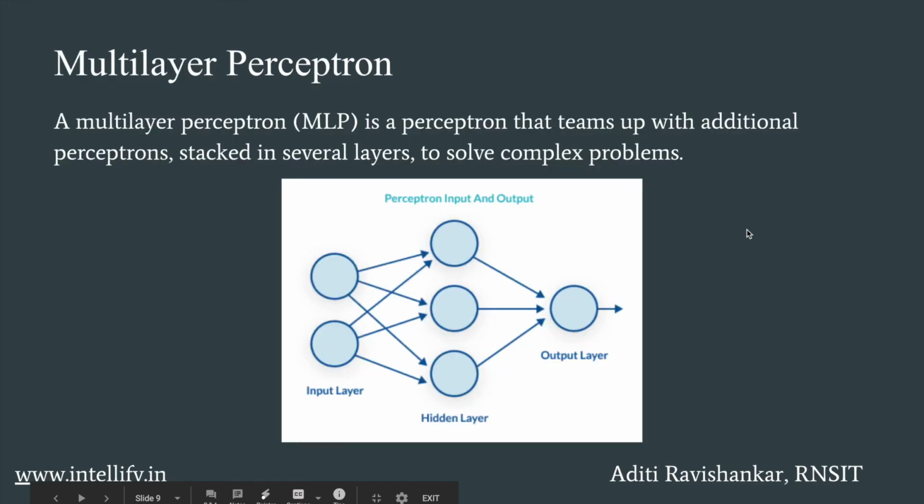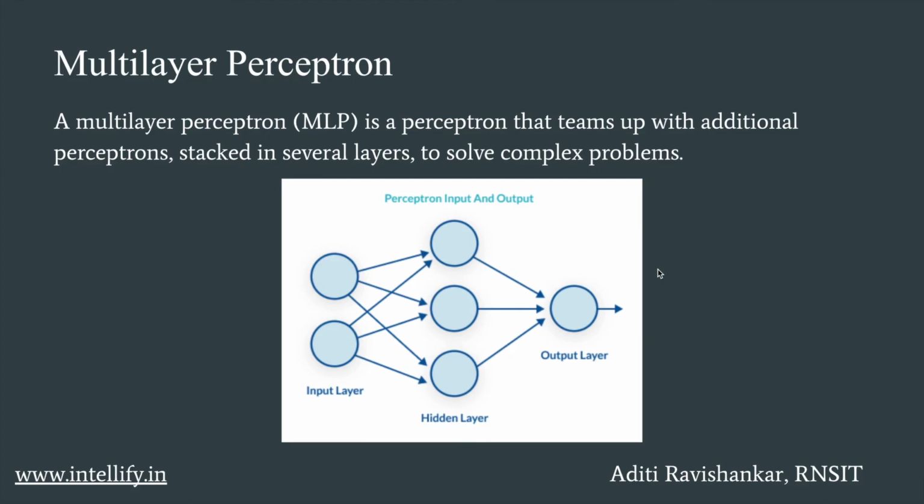Now let us jump to the multi-layered perceptron. A multi-layered perceptron, or MLP, is a perceptron that teams up with additional perceptrons stacked in several layers to solve complex problems. The diagram here shows an MLP with 3 layers. Each perceptron in the first layer on the left, that is the input layer, sends outputs to all the perceptrons in the second layer, that is the hidden layer, and all the perceptrons in the second layer send outputs to the final layer, that is the output layer.